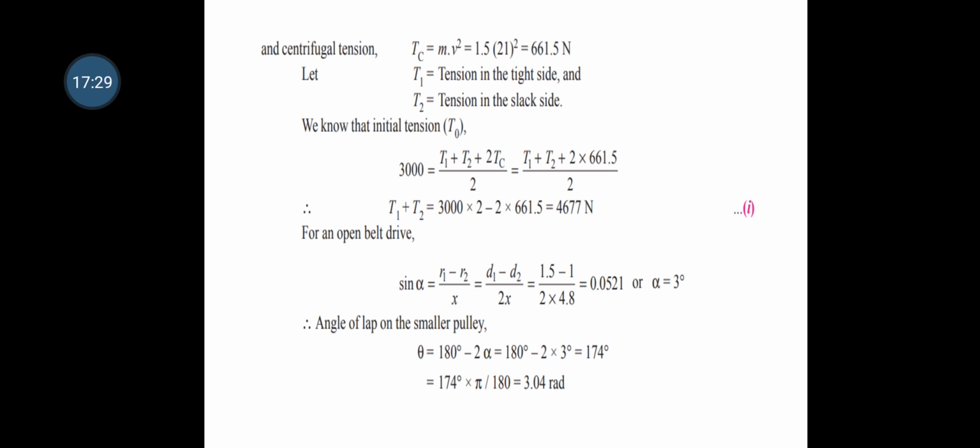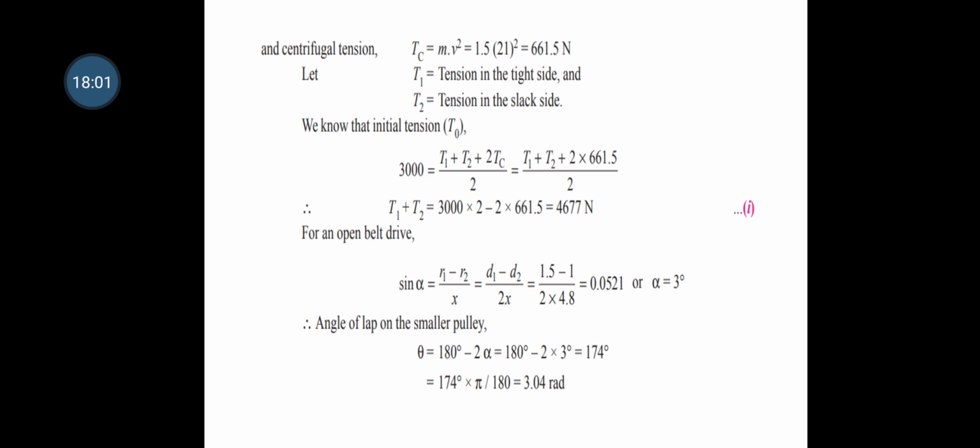For an open belt drive, sin alpha is equal to R1 minus R2 divided by X. So alpha is equal to 3 degree. Angle of lap on the smaller pulley, theta, is equal to 180 degree minus 2 alpha. So theta is equal to 3.04 radians. We know that 2.3 log of T1 divided by T2 is equal to mu theta. By solving this equation, we get T1 divided by T2 is equal to 2.5. Taking that as equation number 2.